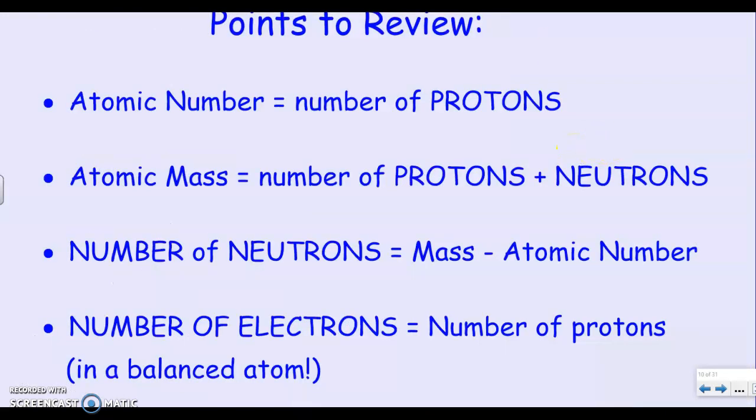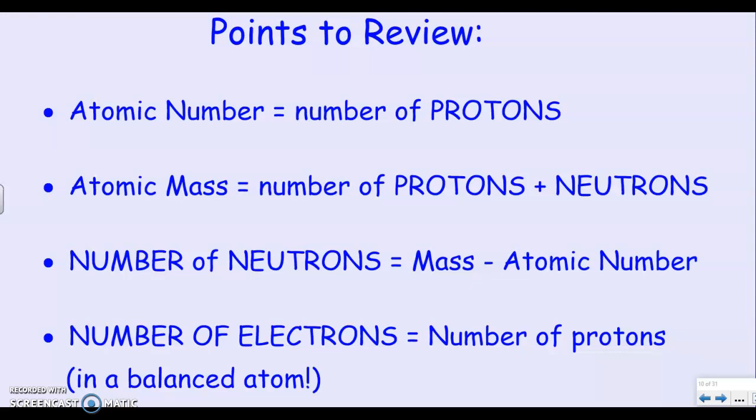So, some review, things to know. The atomic number is always the number of protons, or the positive particles in the nucleus. The mass is always the number of protons plus neutrons in the nucleus. The neutrons can be calculated by taking the mass and subtracting the atomic number. Remember to round the mass before you do your subtraction. The number of electrons is normally the same as the number of protons, which is also the atomic number.